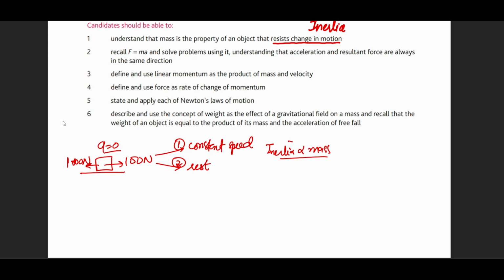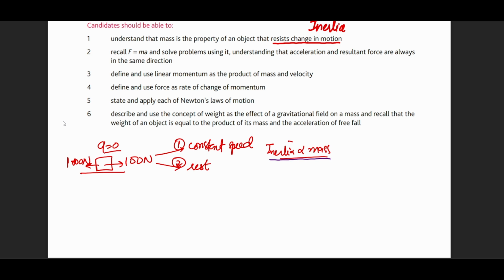So if an object is moving, it wants to stay in motion. If it is already at rest, it wants to stay at rest. So it wants to maintain that position no matter the circumstances, and it depends on its mass. So the more massive an object is, the more difficult it is for the object to observe a change because of a resultant force, right?